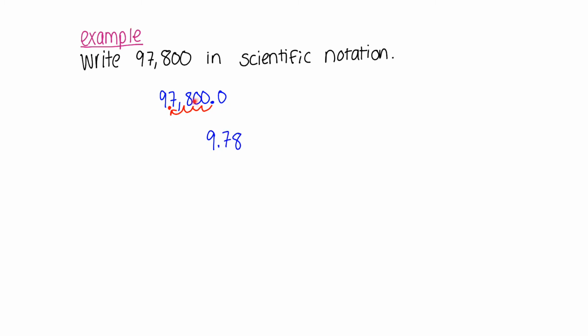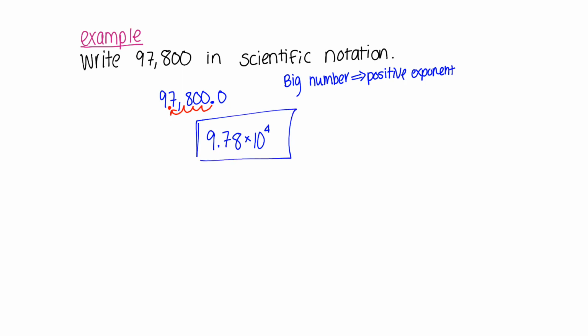Once it's just zeros from here on out, you don't need to write those zeros in. So I don't need to put a 0 and a 0 here because it's just zeros the rest of the way. Times 10 raised to, our original number was 97,800, which is a big number. So big number means positive exponent. And we moved our decimal a total of 4 times. So this will be positive 4 as an exponent. So 97,800 is the same as 9.78 times 10 to the fourth.